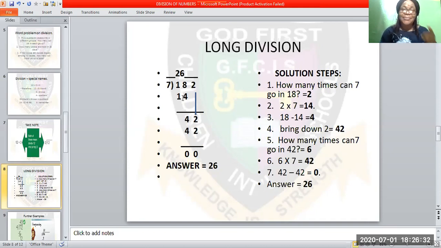Now, if 2 times 7 is 14, check out where it is written. 18 take away 14 will then give us 4. It will be remaining 4. 4 will be our remainder. The remainder answer will be 4. Are we together?